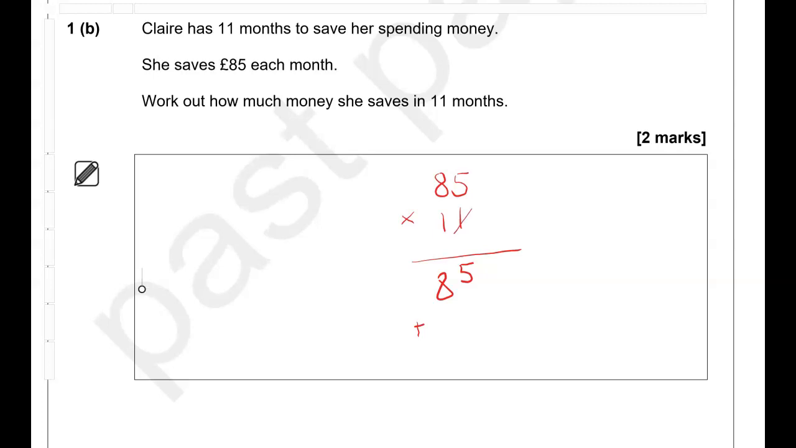Moving on to the tens. So we need to put a 0 first. 1 times 5 is 5. 1 times 8 is 8. So adding these, 5 and 0 is 5. 8 and 5 is 13. So 3 down and 1 is carried over. 8 and 1 is 9. So £935.